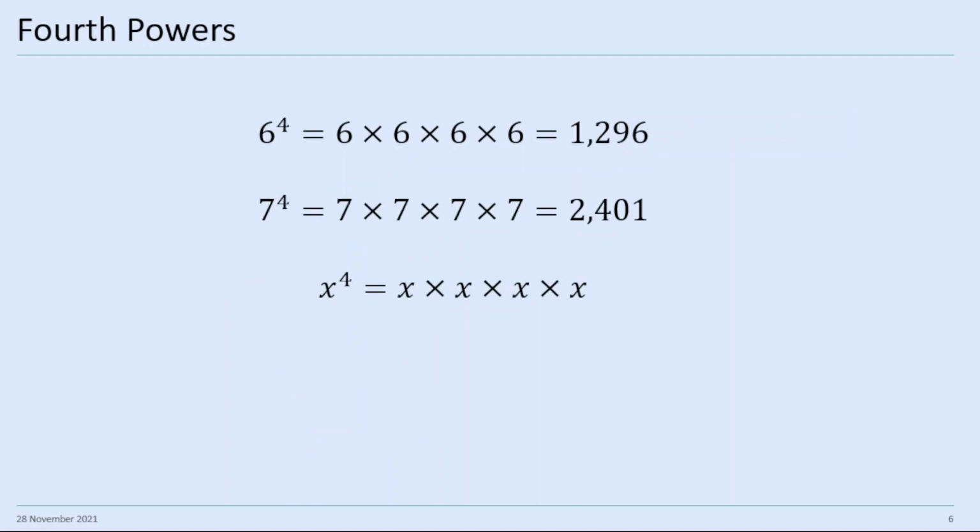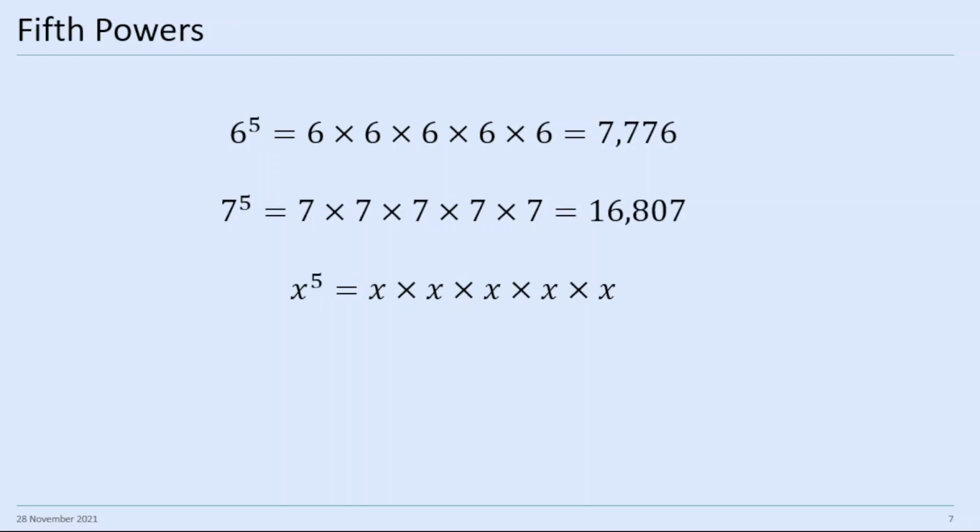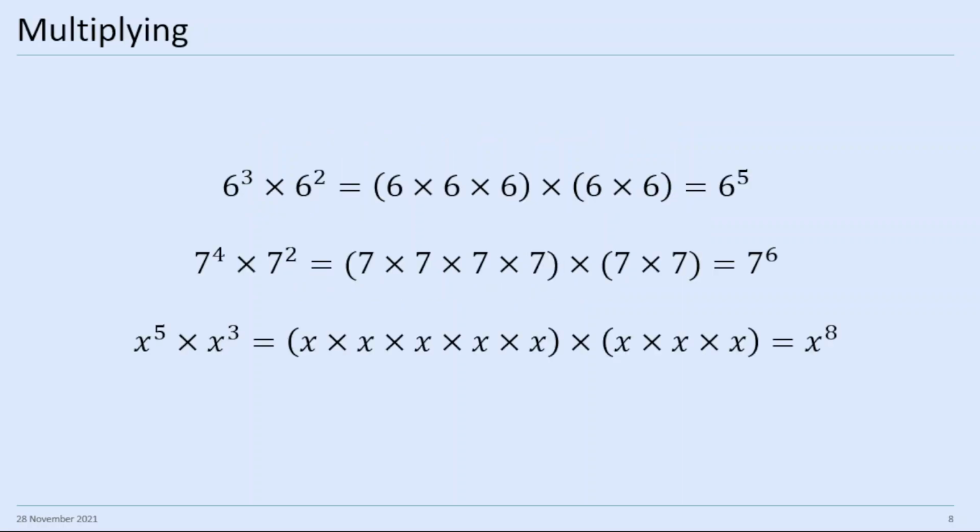We can talk about fourth powers. So 6 to the power 4 is 6 times 6 times 6 times 6, 6 with the index 4. And x to the power 4 is just x times x times x times x. Okay. And the fifth power, similar.